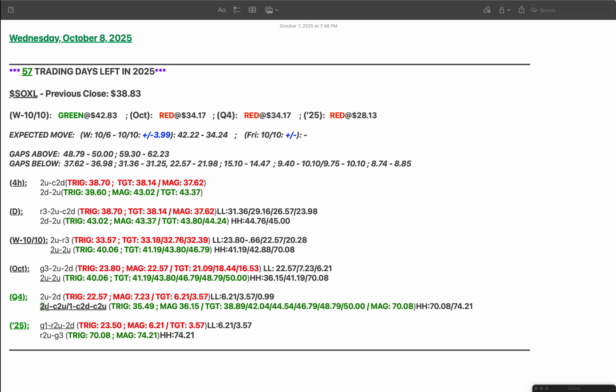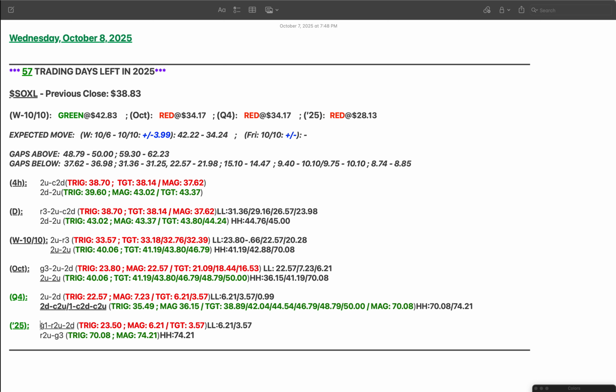On the quarter, we are still in force on the 1 combo 2 down, combo 2 up. Remember, we reached the magnitude of the 2 down, combo 2 up, but that triggered the 1 combo 2 down, combo 2 up. That triggered at 35.49. And again, as long as we're above that 36.15, we are in force. Again, we've reached a couple of the targets, but we do have these extended targets out here to reach, and of course the magnitude of 70.08.